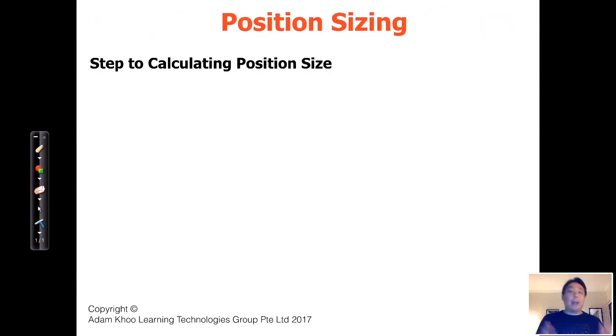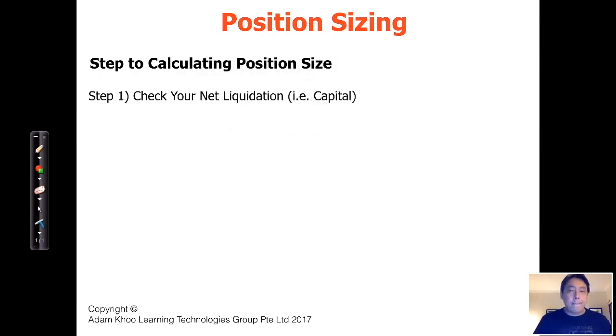So let's go through the steps to calculate your position size. Step number 1 is to check your net liquidation. So whatever broker you're using, once you log in, you can look at your net liquidation, or the amount of capital that you have to trade, right? We call this your net liquidation. And for example, say you've got $10,000, right? You open an account, you fund with $10,000, that's your net liquidation. Now you'll eventually go up, or you may go down first before going up, okay?